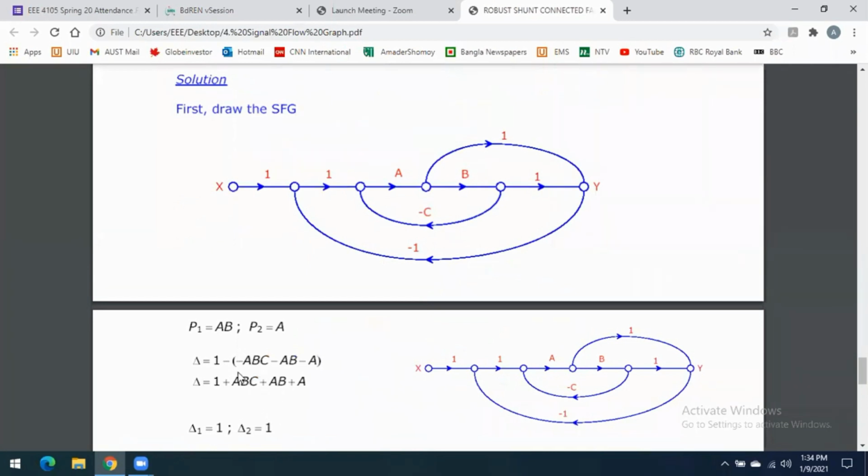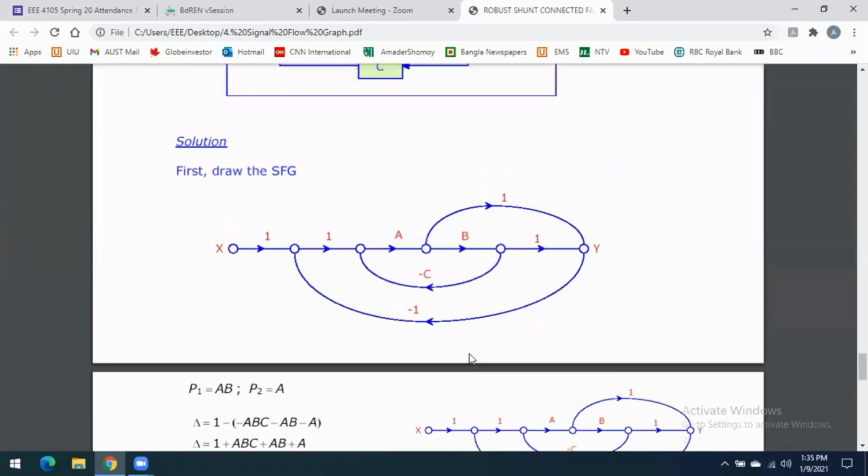These are the three: minus ABC, minus AB, minus A. Are there pairs of loops not touching each other? Be careful to look: basically, we have to see whether, among the loops we found, any are non-touching. There are no non-touching ones; all of them touch.